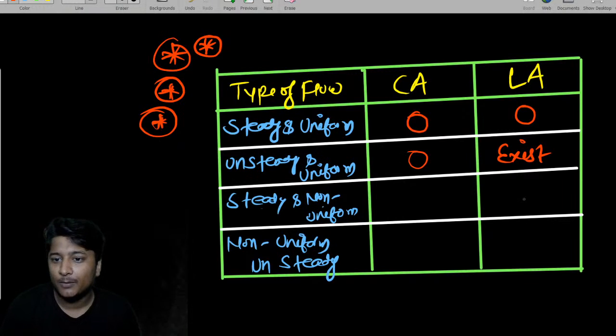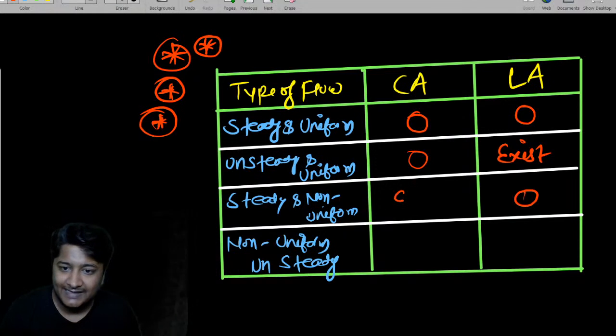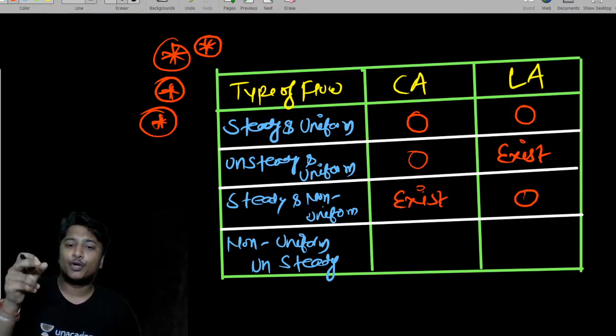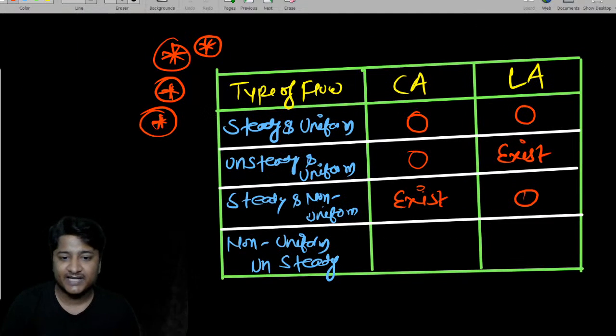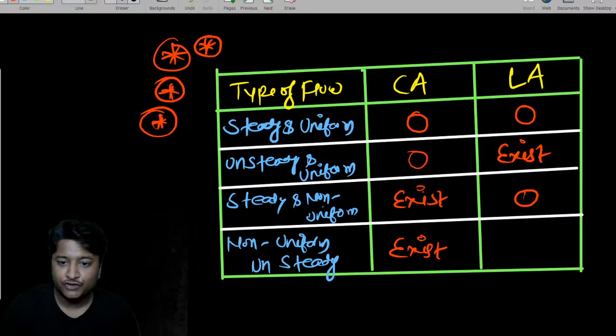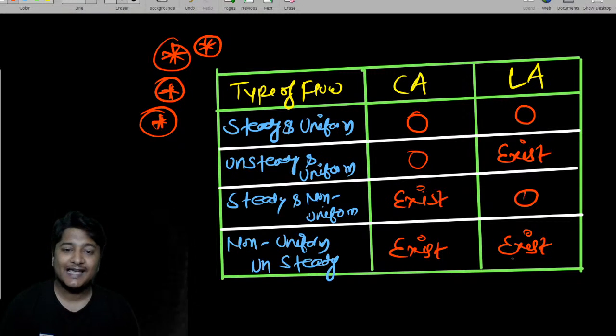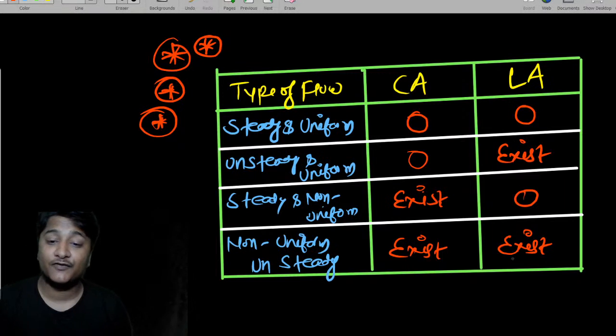Steady and non-uniform, so local acceleration 0, non-uniform, so it will be existing. Non-uniform मतलब आपको du upon dx जो है या du upon dy जो है वो एग्जिस्ट करेगा. Non-steady and non-uniform flow, both will exist. Very very important table for you.